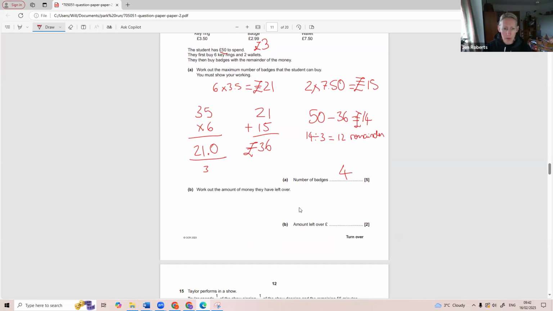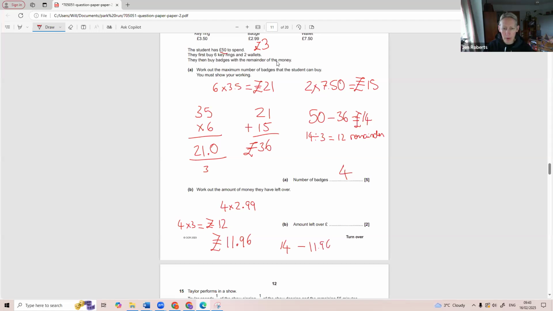4 badges at £2.99. So what's 4 times £2.99? Well, I'm going to do 4 times £3 is £12, right? I need to take off all these 1p's. 4 times 1p is 4p. Take that off £12, you get £11.96, right? So 4 times £2.99 must be £11.96. Want to know how much money I've got left over? So from that £14, £11.96 of it I'm going to spend on those 4 badges. What's left over then? So what's 14 minus £11.96?